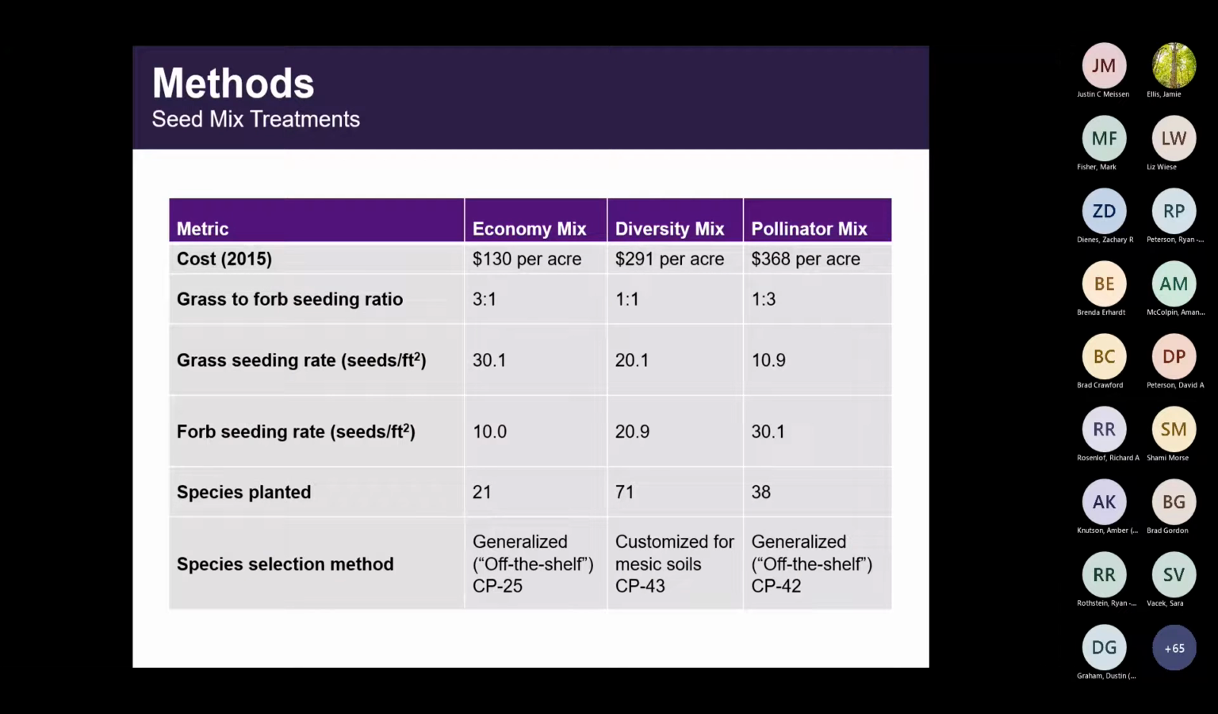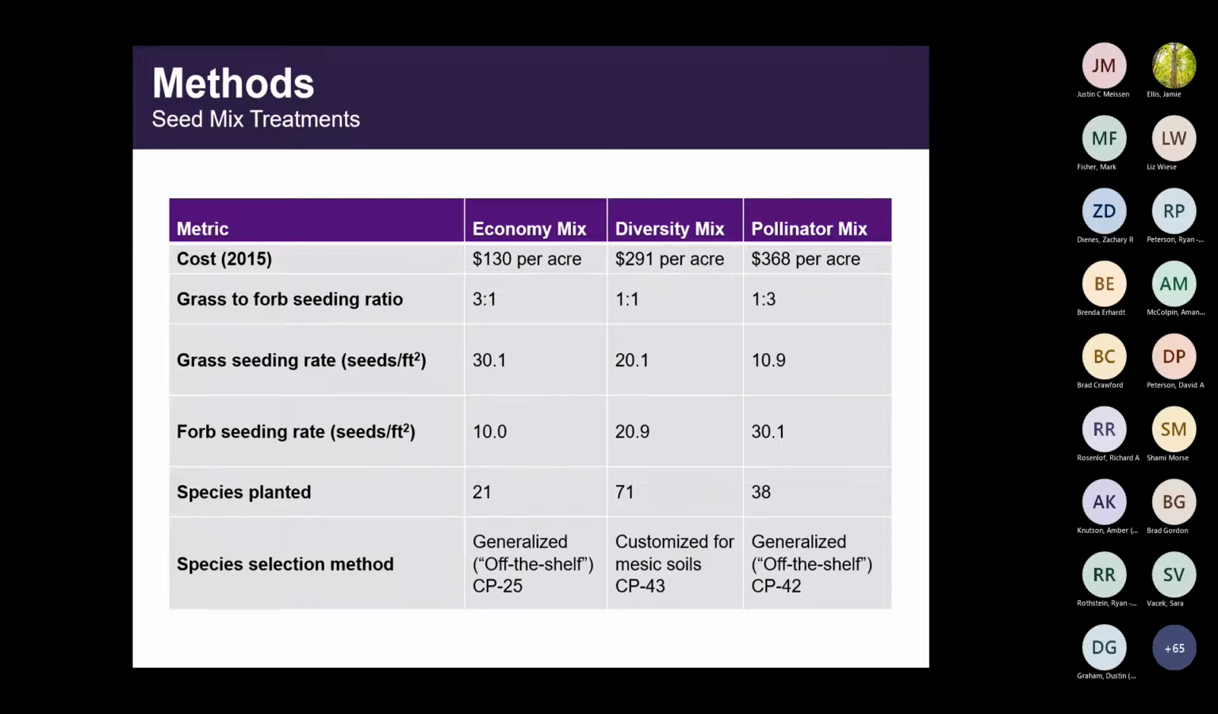We also looked at a diversity mix, which was a balanced mix with a 1-to-1 grass-to-forb ratio. Again, 20 seeds per square foot grass, 20 forbs. This one was quite diverse, 71 species. And those were selected for mesic soils, which matched our planting site and were native to eastern Iowa. This mix or variation of this mix is the one that we generally use for demonstration sites with the Prairie on Farms program.